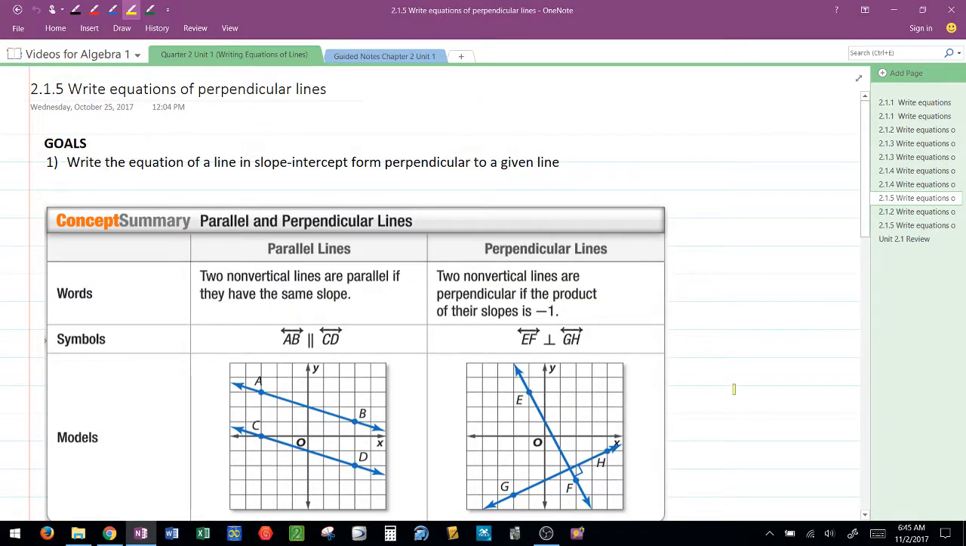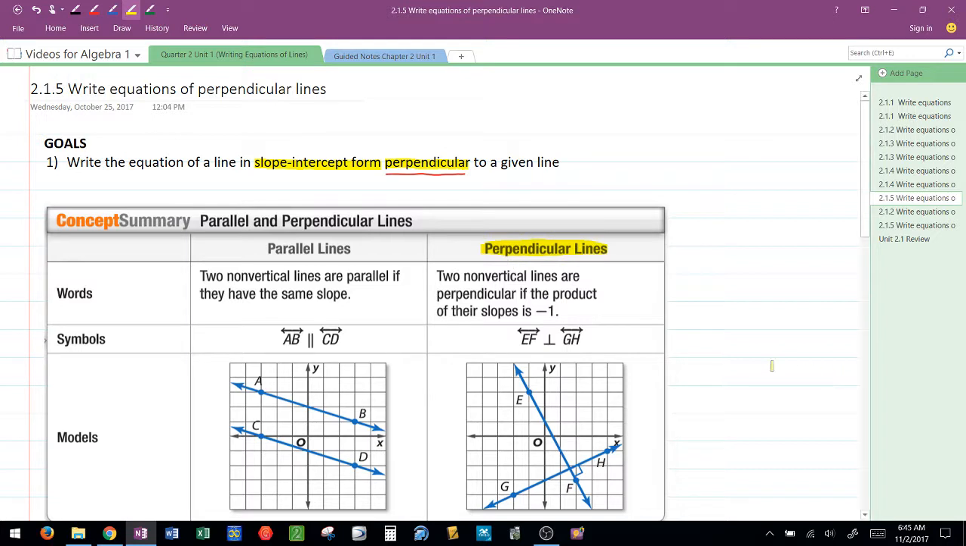This lesson is about writing equations of lines again in slope-intercept form, but now we're going to be focusing on writing the equation of a line that is perpendicular to a given line. So what does perpendicular lines mean? Well, many of us know that perpendicular lines are two lines that intersect and form right angles, okay?